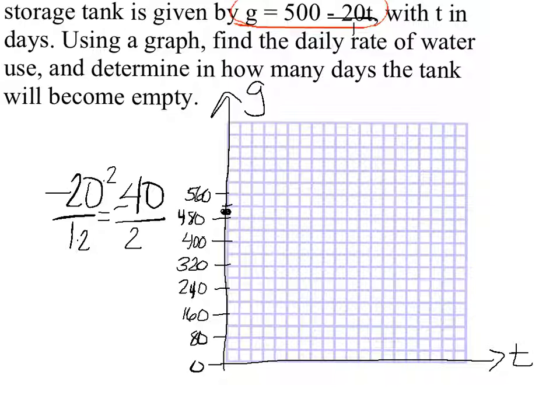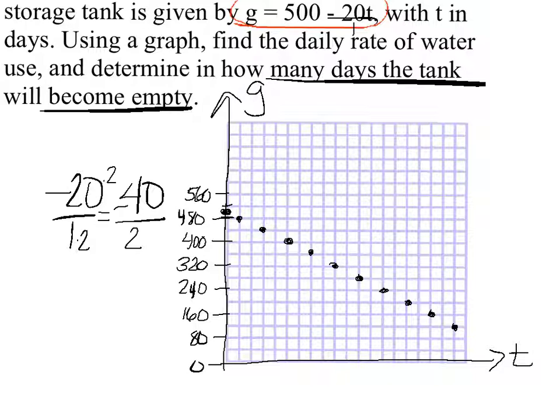But I'm in the middle of the line anyway, so I could go down 20, which would give me 480, and go over 1. And now if I go down 40, I have to go over 2. Down 40 over 2. Down 40 over 2. Keep on going. Now you may be wondering, why do I keep on going? Well, the whole point of this problem was to find when it equals 0, how many days will the tank become empty. So I'm trying to find when it equals 0.